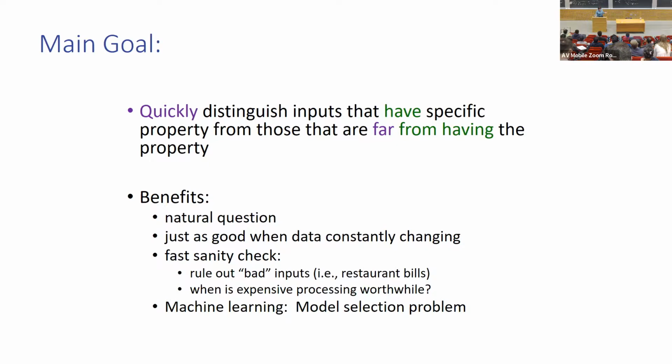So that might be a reasonable question. It also may be a way of getting a fast sanity check. You can rule out all the really bad inputs quickly and then spend your extra processing time on the inputs that pass the test, to check if they're really good or just close to being good. It might allow you to cut down a lot of processing on the bad inputs. And it's also related to the model selection problem in machine learning.